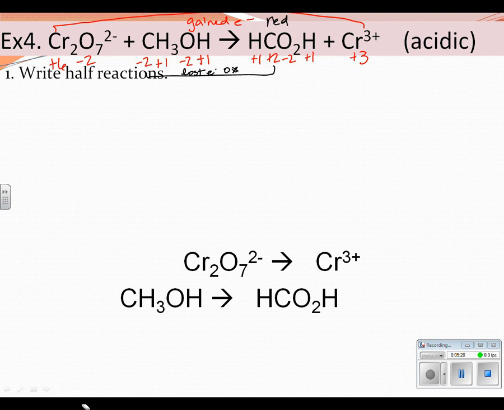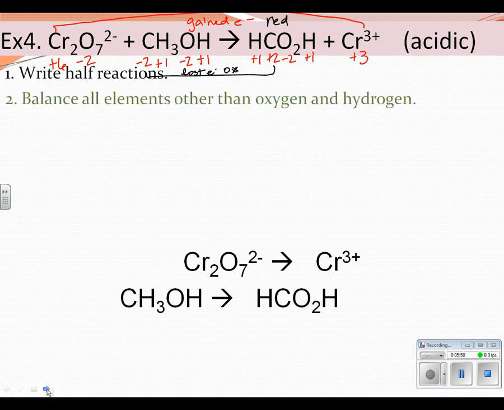So just so you know, those are my half reactions. That's what we consider them because it's just talking about a piece of the reaction, and we always do it as one is our reduction reaction, the other one is our oxidation reaction, and what they became because they were oxidized or reduced. So that's our half reactions. Okay. Then we have to balance all the other elements that are not oxygen or hydrogen.